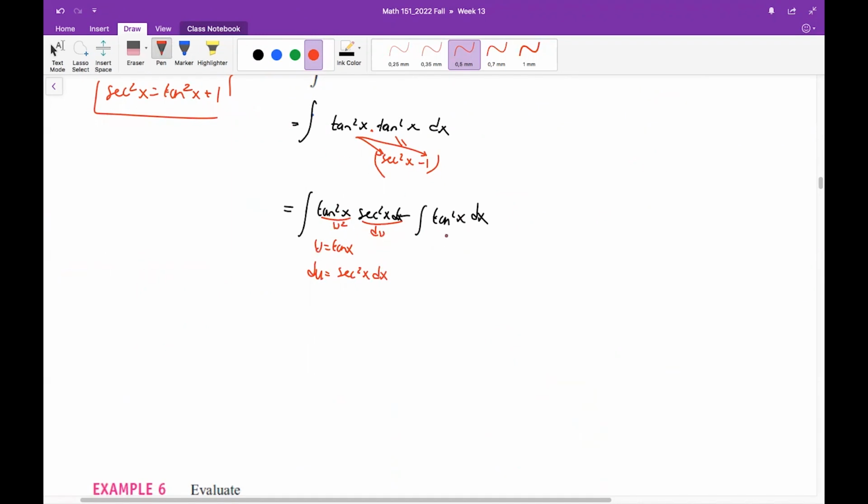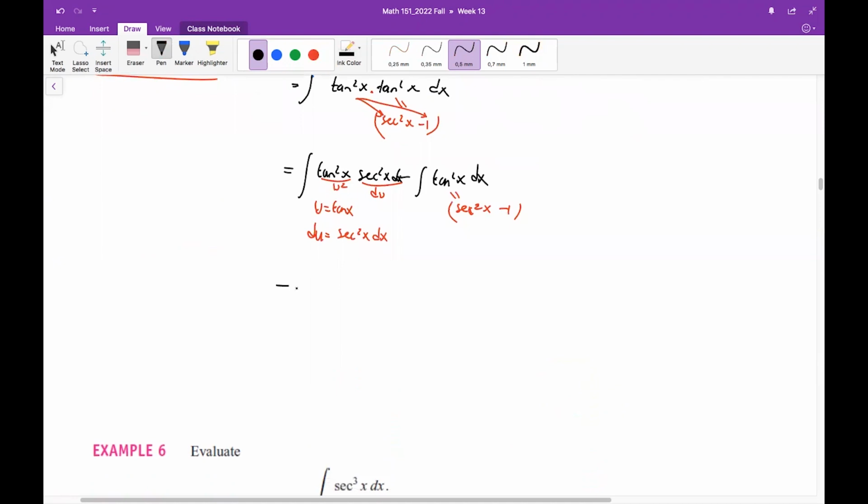And about the second part, tangent square x, you can insert this formula once more: tangent square x is secant square x minus 1. Then what you have? So the first integral is evaluated as u cube over 3, right? U cube over 3, where u is tangent x. Then there is this second integral. This is a minus sign, and inside the second integral, I have this secant square x minus 1 dx.